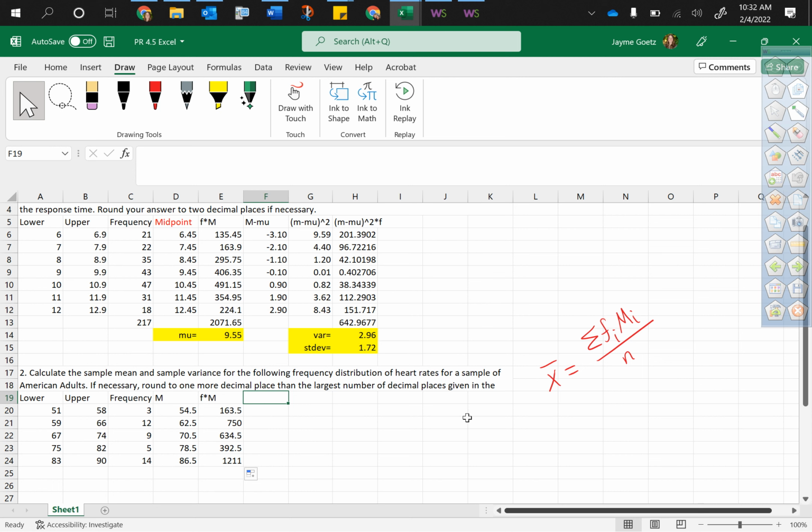Okay? Now again, if you're ever like, I don't know what to do, how do I figure out what to do next? Look at the formula. We found the frequency. We found the midpoint. We multiplied them together. What do I have to do next? We have to find the sum of them. Very good. So I'm going to go equals sum of all of these.